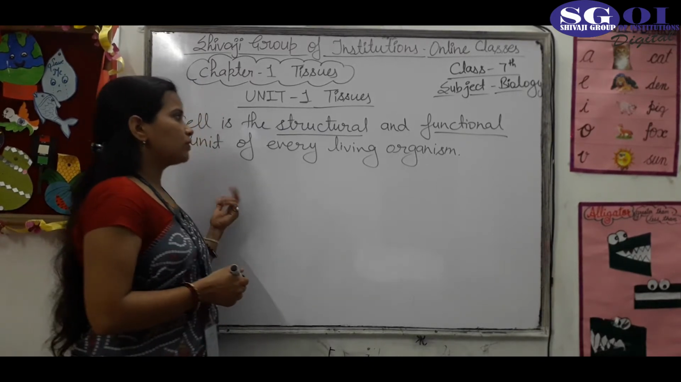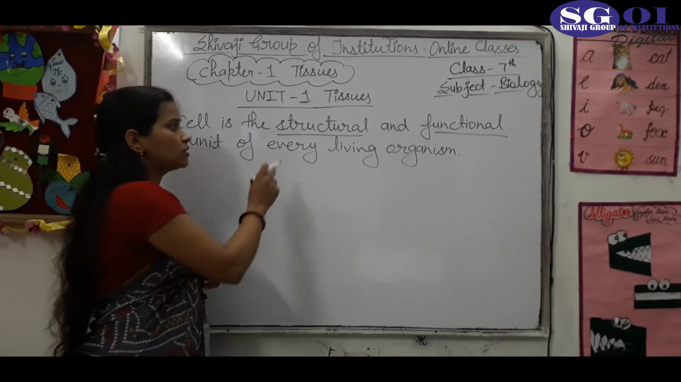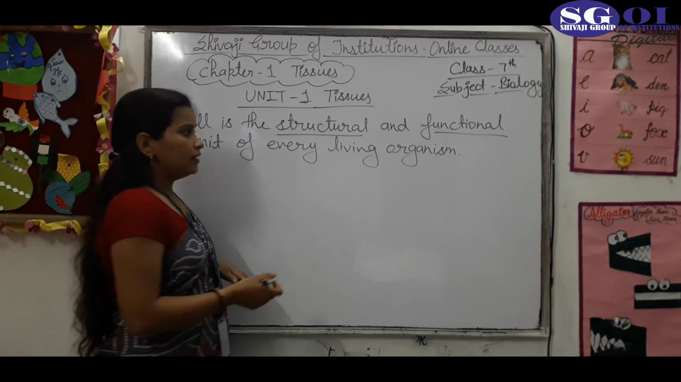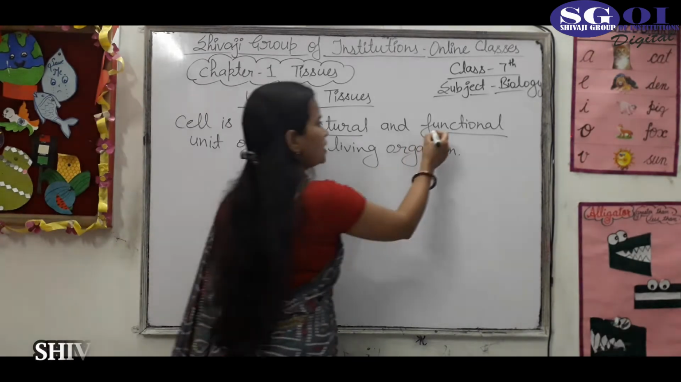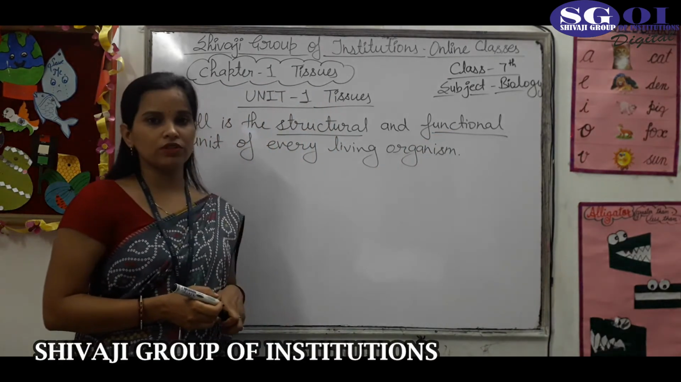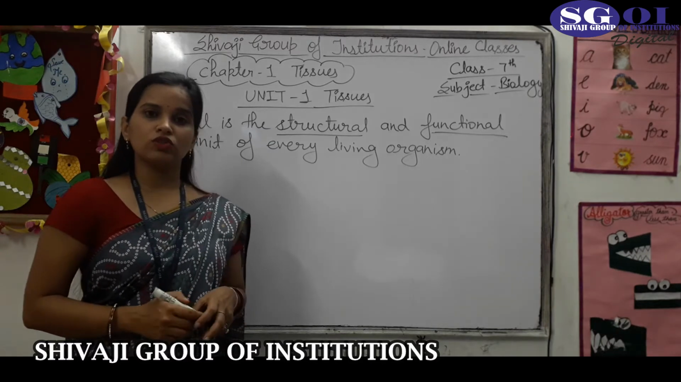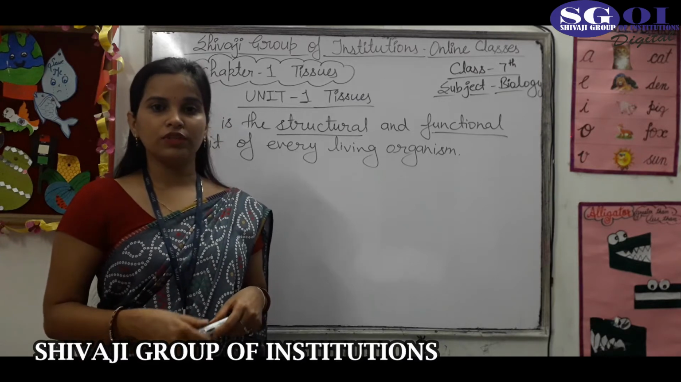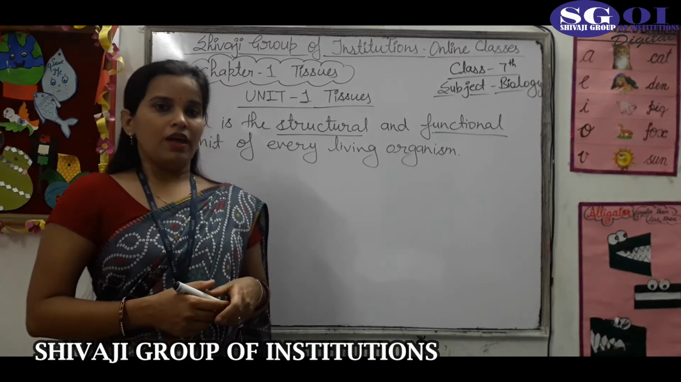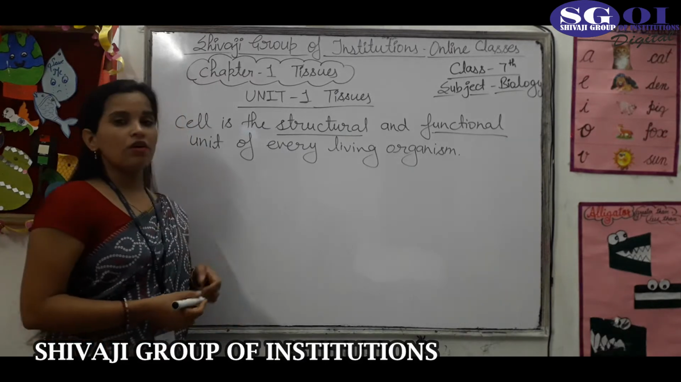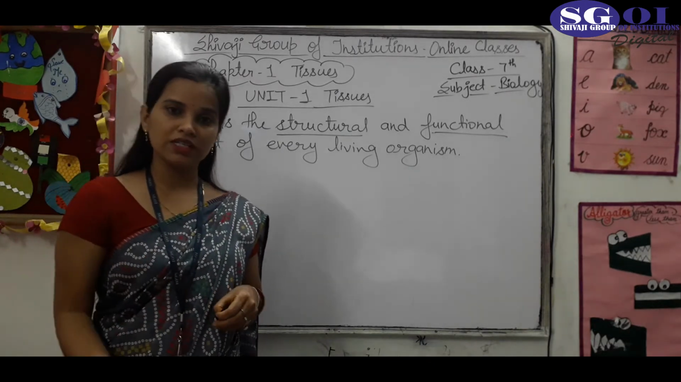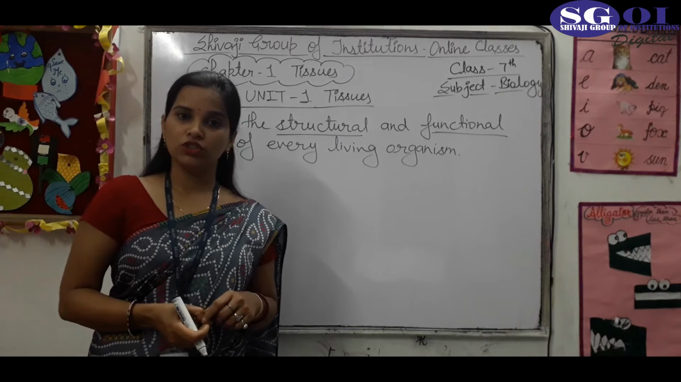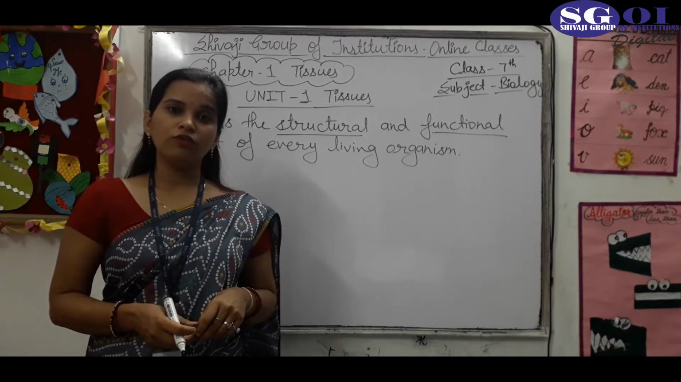So it is the most important unit of living organisms, because by the combination of cells the body of a living organism is made up, and all the functions are carried out inside the cell. That's why it is called functional unit. So cell is the structural and functional unit of every living organism, and it is also called the basic unit of every living organism. And on the basis of the cellular organization, meaning how many types of cells are included in the body of the living organism, the organisms are of two types.